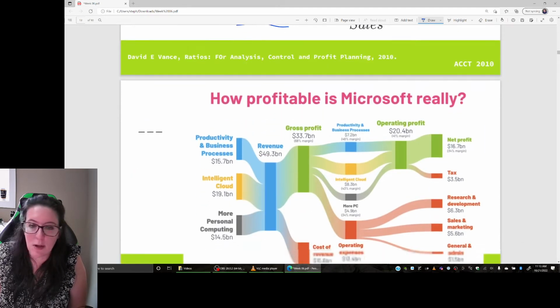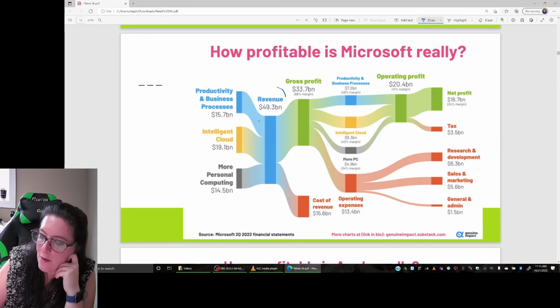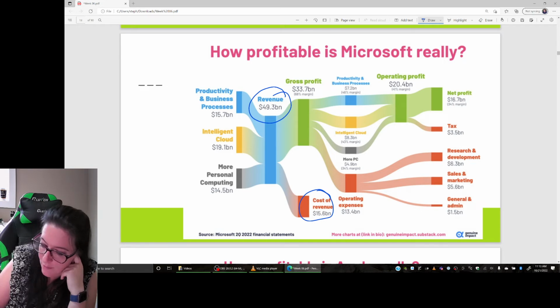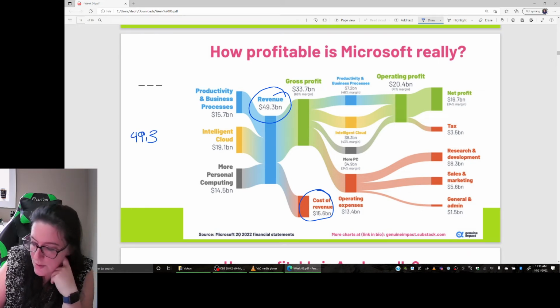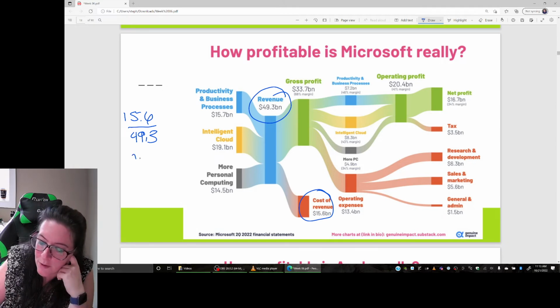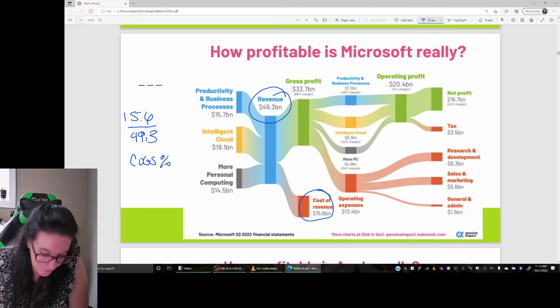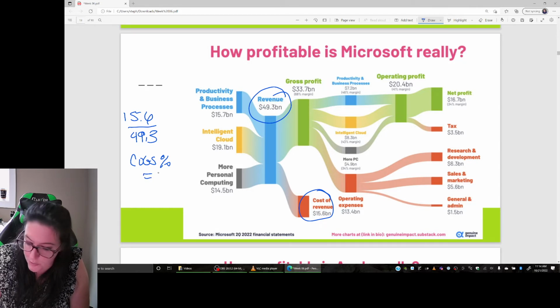All right, so let's look at some COGS. So here's Microsoft. Here we have their revenue, their sales. Here we have our cost of revenue. So we can take our 49.3 in terms of revenue. We can take our 15.6 in terms of the cost of revenue, and we can find our cost of goods sold percentage. So what is 15.6 billion divided by 49.3 billion? We get our COGS are equal to 32%.